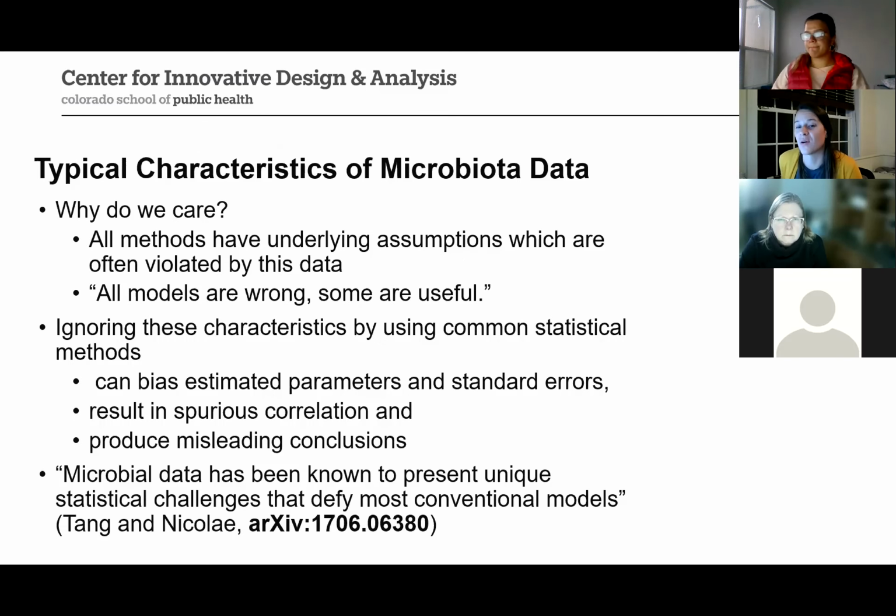So why do we care? Because of all the things we just talked about, most statistical methods kind of fall apart when we try to look at microbiome data, because it's not normal and it's compositional. And if we ignore that, we're going to introduce bias into the parameters and standard errors. So we're going to find spurious correlations and misleading results. This is a really fun quote: "Microbial data has been known to present unique statistical challenges that defy most conventional models." That's what makes it fun. Those are really frustrating.